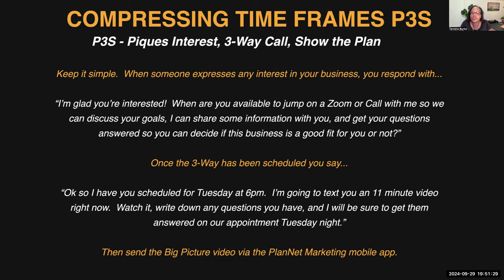And then once the three-way has been scheduled, you're going to say, okay, I have you scheduled for Tuesday at 6 p.m. I'm going to text you an 11-minute video right now. Watch it, write down any questions you have, and I'll be sure to get them answered on our appointment Tuesday night.